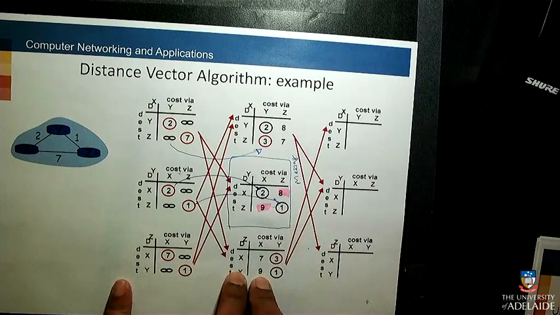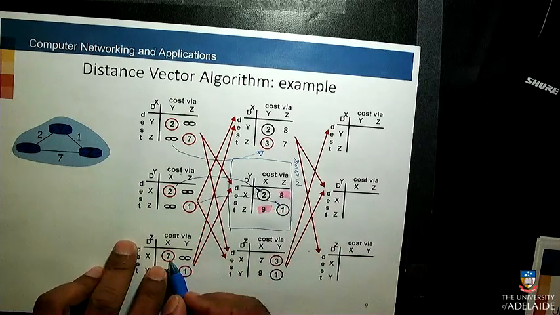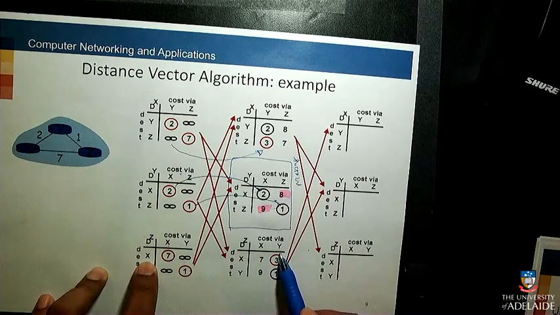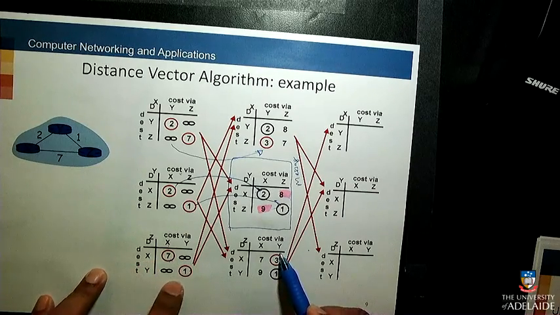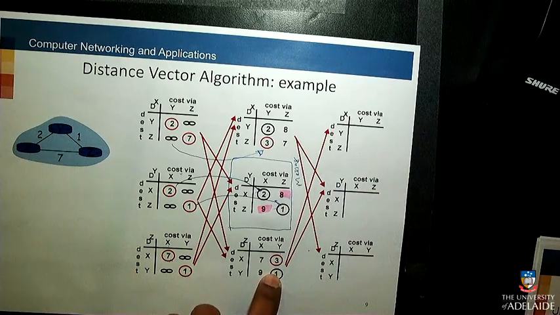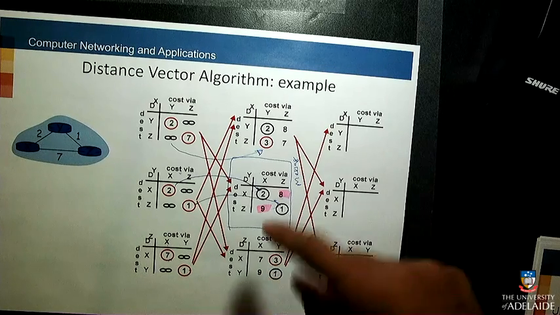But if you look at Z, its routing table has changed. It used to send via X, now it's sending via Y. So that means there's new information that it needs to share with its neighbors. So this will continue on.